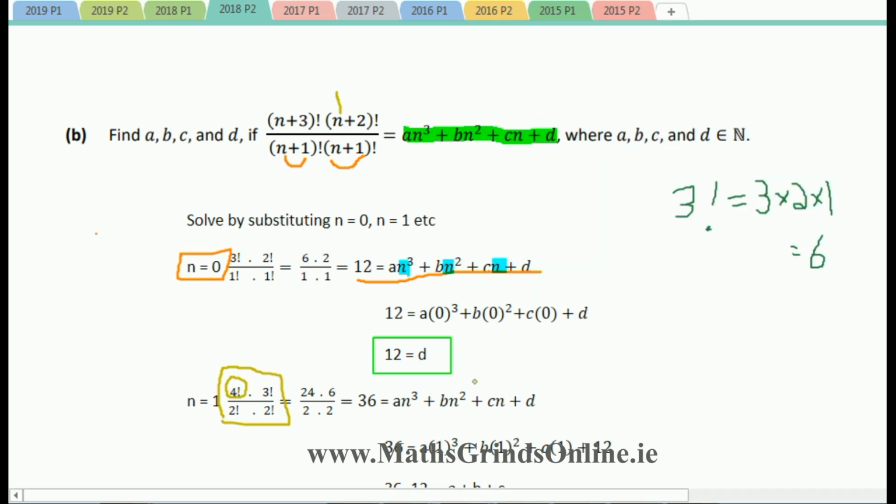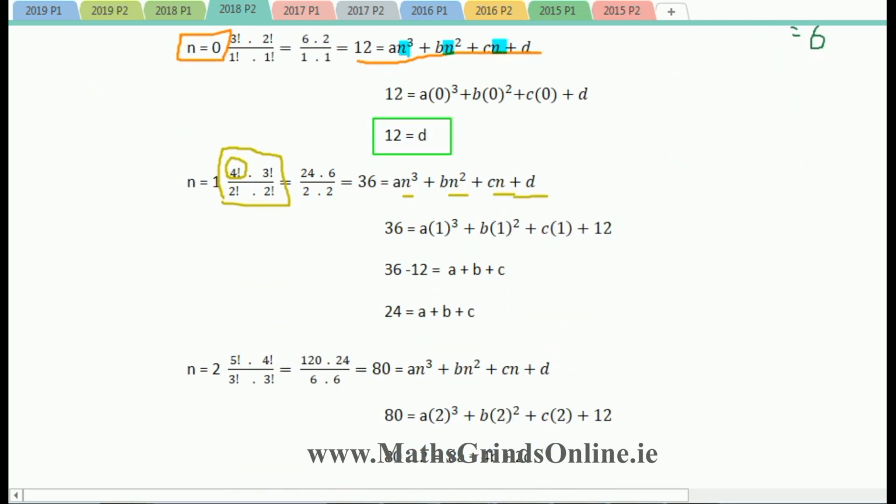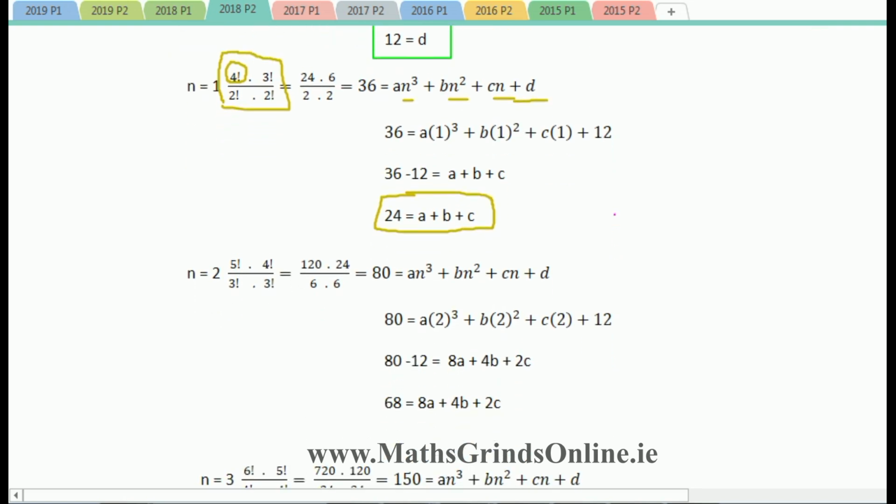So 36 is equal to n cubed plus bn squared plus cn plus d. Now remember, we know d is 12 and we know all these n's are now equal to 1. So I pop that in there and it comes out 36 minus 12, that's 24, and that's equal to 1a plus 1b plus c. 24 is equal to a plus b plus c. That's an equation there, and as I go forward now, I'm going to get 2 more equations in a, b and c, and I'm going to solve them just like simultaneous equations.